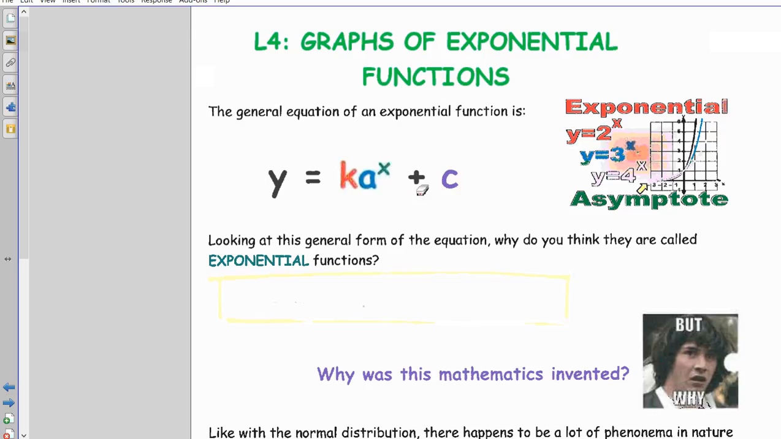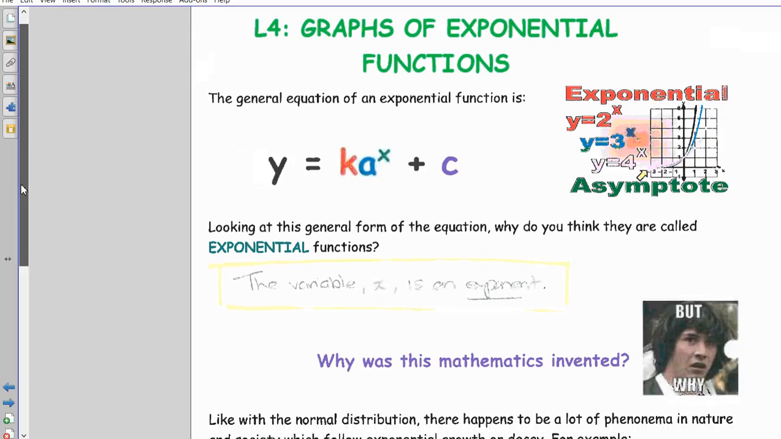So looking at this general form of the equation, why do you think they're called exponential functions? Why do you think the word exponent is in there? Have a look, and you might realize it's because of this. What is x in this case? You're right, the x is an exponent. So the variable x is an exponent. That's why they're called exponential equations. Because you've seen other equations like quadratics and linear graphs, but the x is not an exponent in those. In these particular graphs, the x is an exponent in their function.